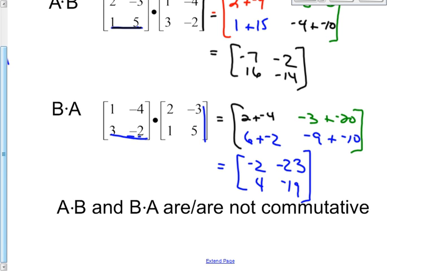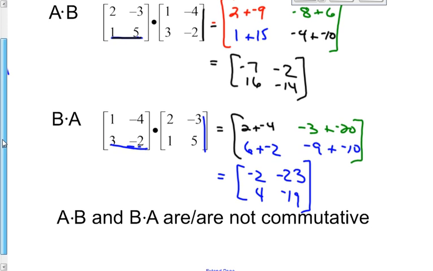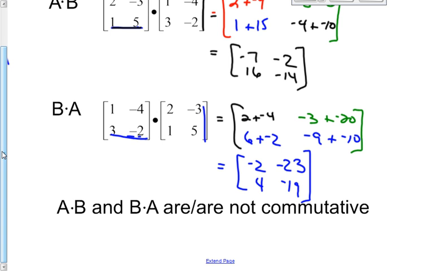Now what I want you to notice is that we did not get the same answer. So even though the matrix numbers were the same, I changed the order in which I multiplied them. Matrix A times B will never give you the same answer as matrix B times A. Matrix multiplication is not commutative. You will not get the same thing. Matrices are not commutative.